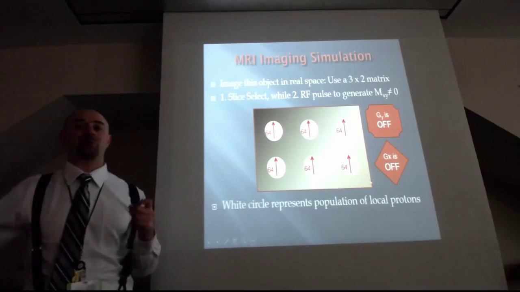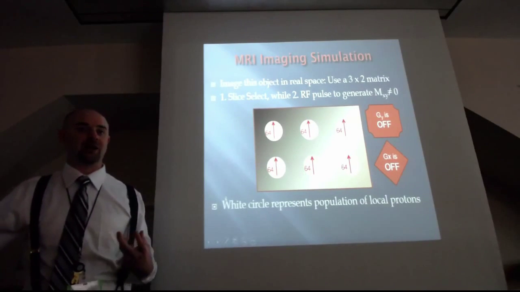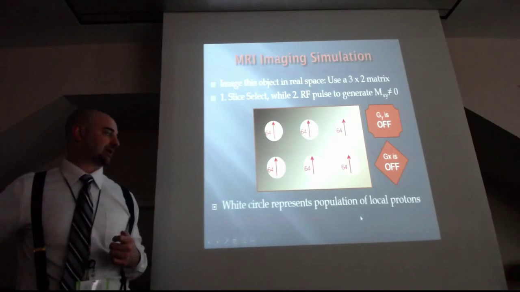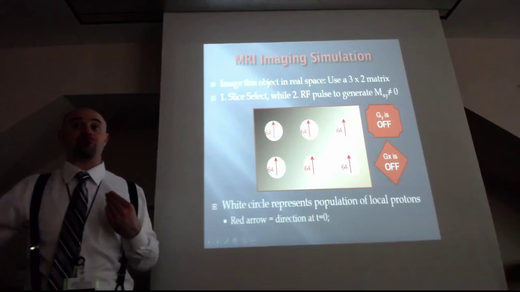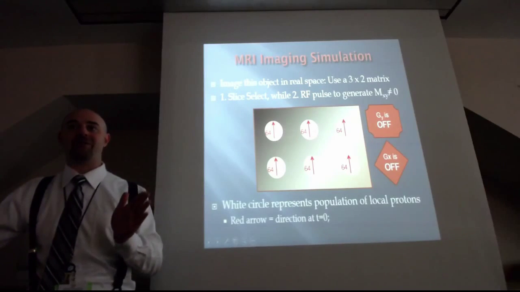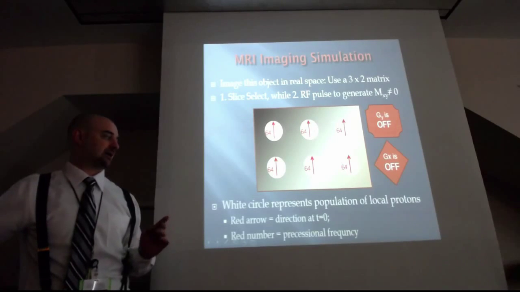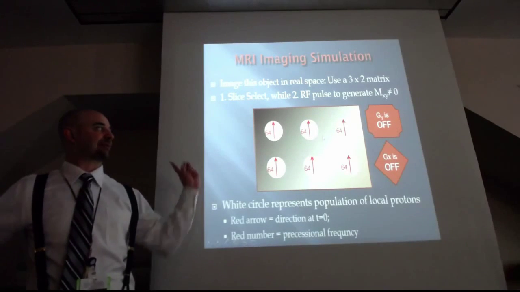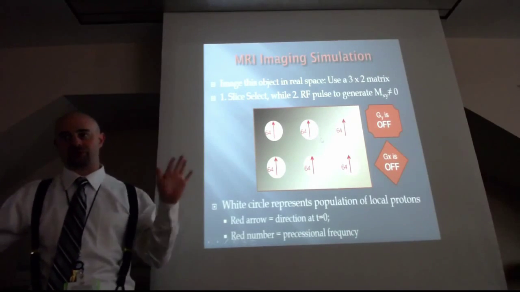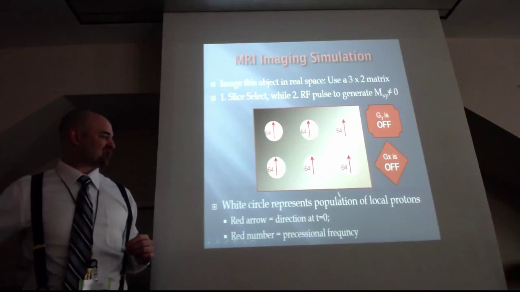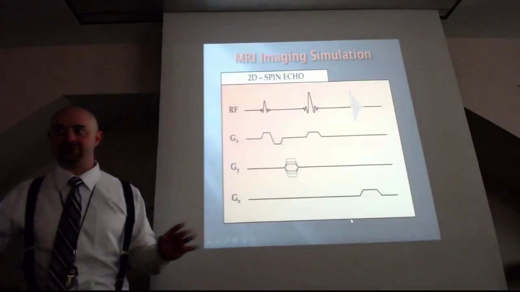Each of these white circles represents the population of protons within the real space that we've broken up into this 3x2 matrix. The red arrow is the direction, or the overall phase, at t equals 0 when everything is phase coherent. And then the number is the frequency at which they're spinning. Of course, I've kept them still so that you can see them. All right, everyone with me on our basis here?